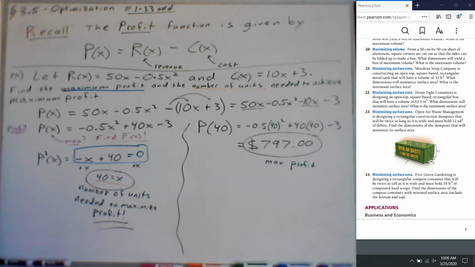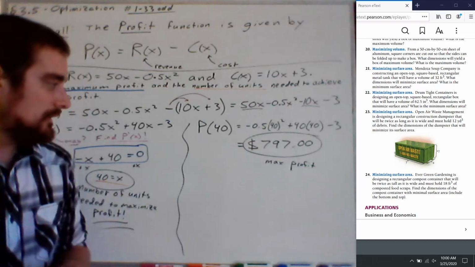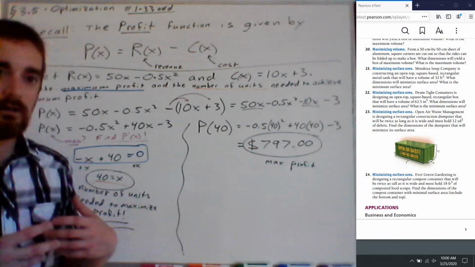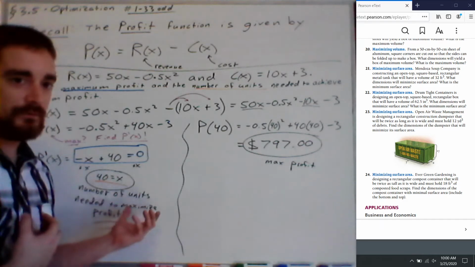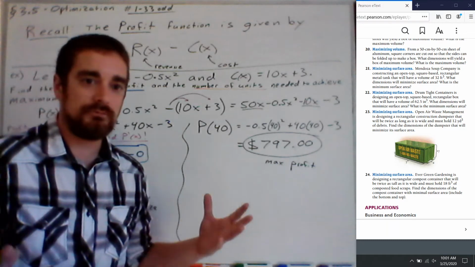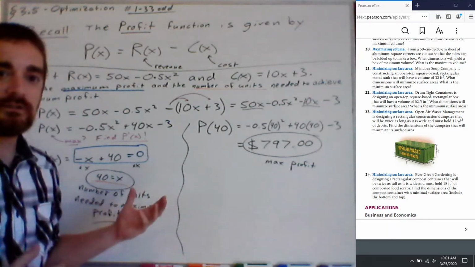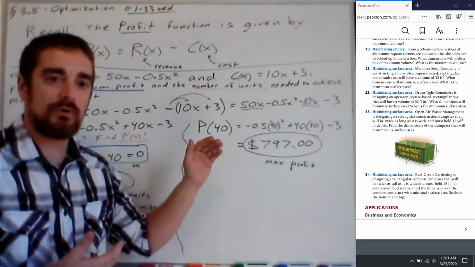So you can see that a nice application like this gives us exactly how many units we want to produce. It might not be to our benefit to produce more than 40 units. Say we're making T-shirts or something, right? If we decide, oh, you know what, maybe I'll make an extra 10 T-shirts, I'm not going to maximize my profit.